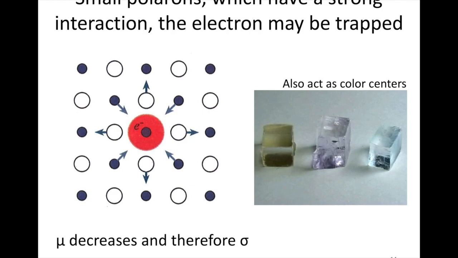So it's trapped at a certain site. So here it's trapped at this site here. And so by trapping it at this site, that means that the mobility, if it's trapped, is going to decrease, and therefore the conductivity would go down as well. So these sites that trap electrons cause the mobility, and therefore the conductivity, to go down.